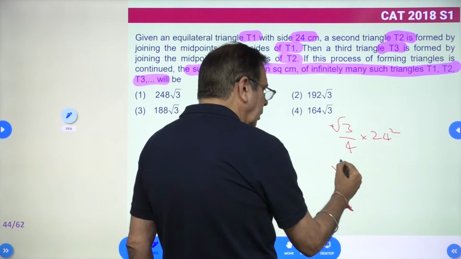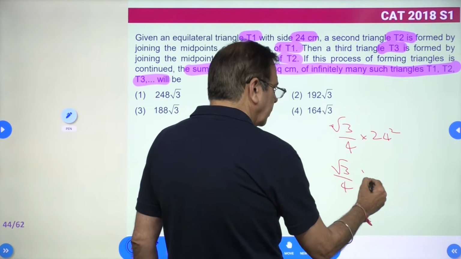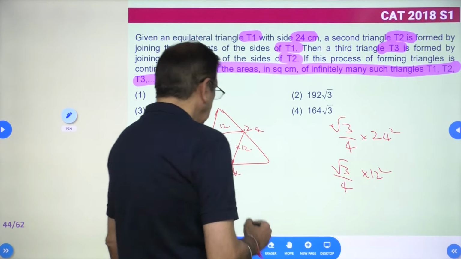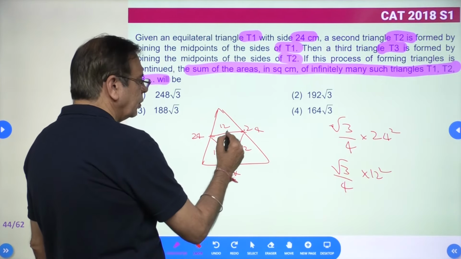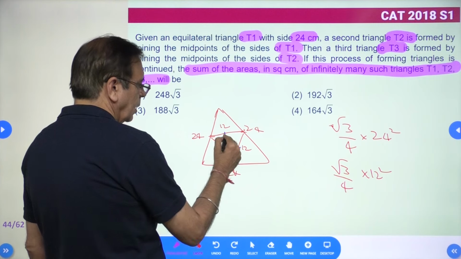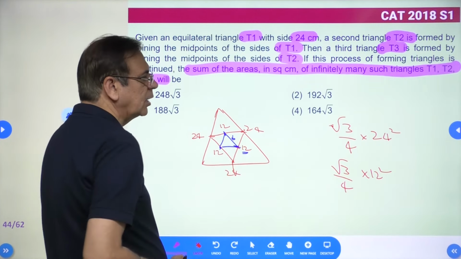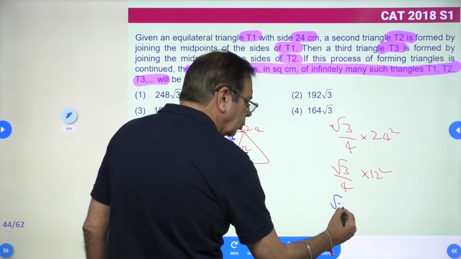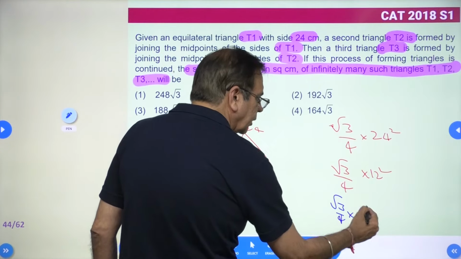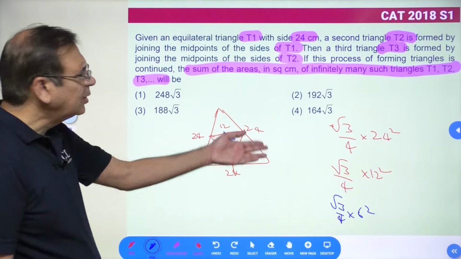So what will this be? Root 3 by 4 into 12 square. Again, if you join the midpoints of this new triangle, this is 12, so each of these sides will be 6. So now it will become root 3 by 4 into 6 square, and so on and so forth. We just need to find the sum.